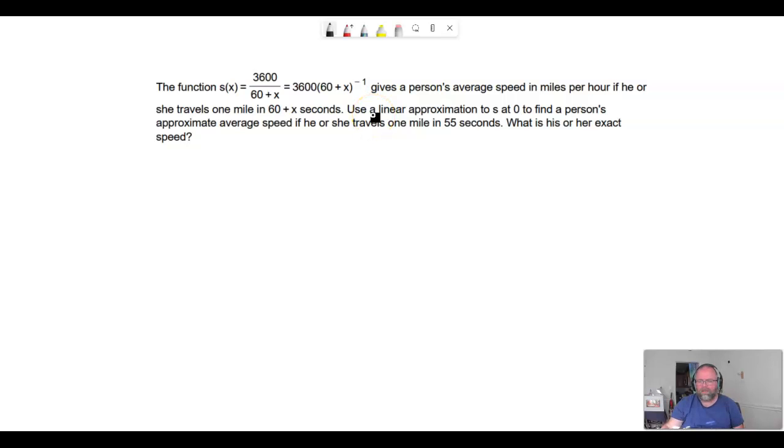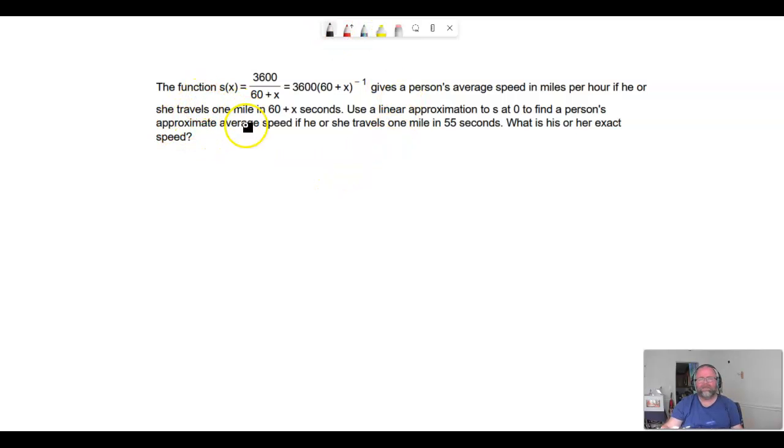Hey everybody, this is Mr. Beckstrom, and today we're going to take a look at example or exercise number 3 in the homework for section 4.6. This was requested by a student. So let's go over this and make sure we understand this.